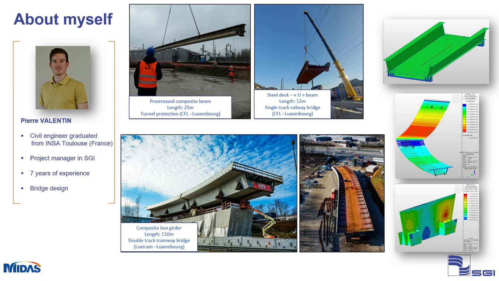For this small span, here 12 meters, we proposed this structure to maximize height under the deck for vehicle circulation. On the bottom, you can see pictures of an ongoing project for Luxtram. This client manages the tramway network, and this composite box girder will contribute to extending tramway transport in Luxembourg between Kirchberg Business District and Luxembourg Airport. This composite deck will support two tramway tracks and is 110 meters long. As you can see on the right part of the screen, the steel U-beam and composite box girder were both designed using Midas Civil program.